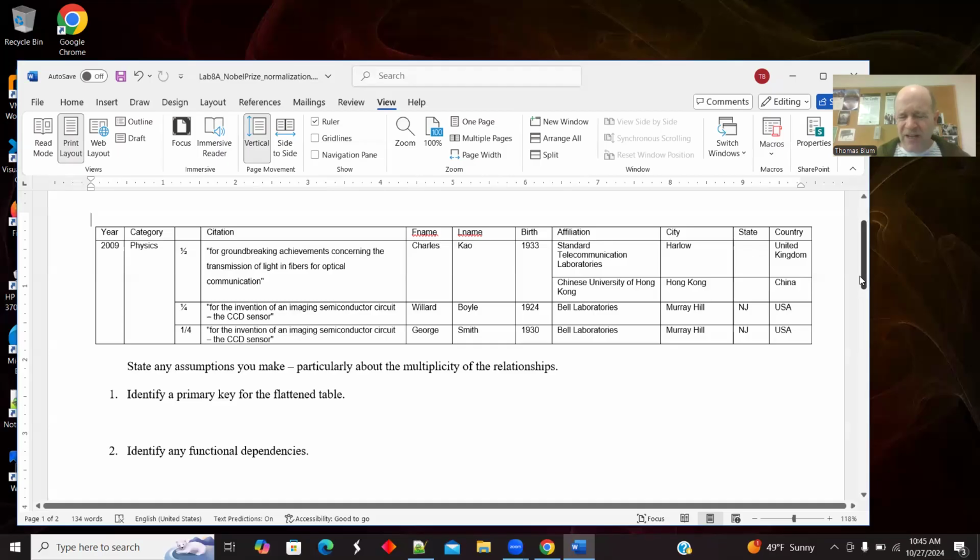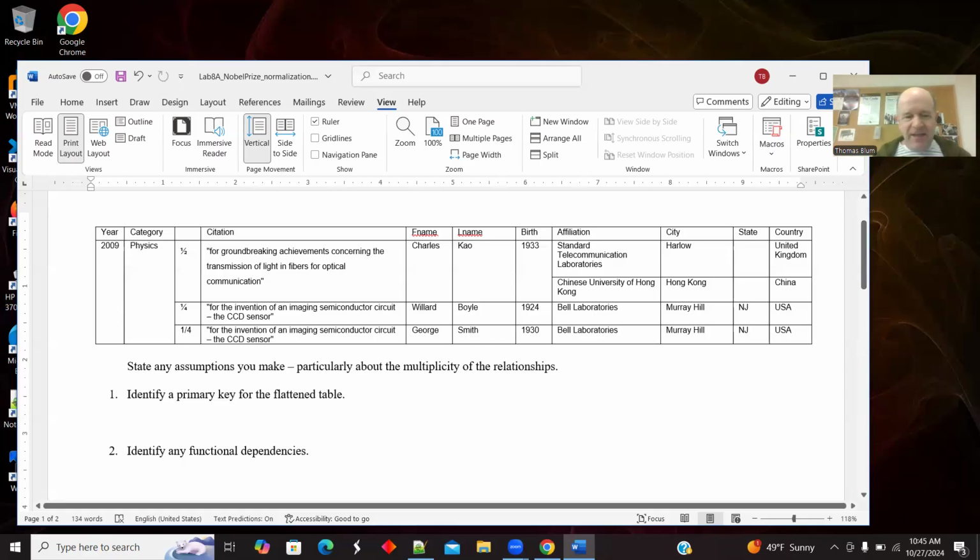So we have a person with an affiliation. Can that person with an affiliation win more than one Nobel Prize? And the answer is yes. There are examples of people winning in the same category in different years, or winning different categories in different years. And so we're going to need something about the prize as well as the person and affiliation.